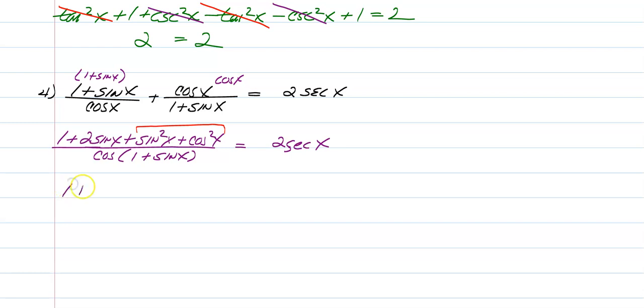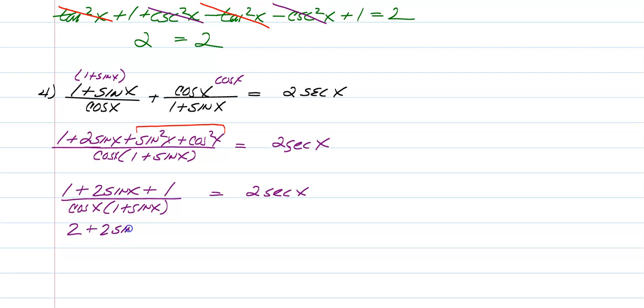So your next step is 1 plus 2 sine x plus 1. And that's divided by cosine x and 1 plus sine x, still equal to 2 secant x. And we know that 1 plus 1 is 2. So that's going to give us 2 plus 2 sine x over cosine x, 1 plus sine x.